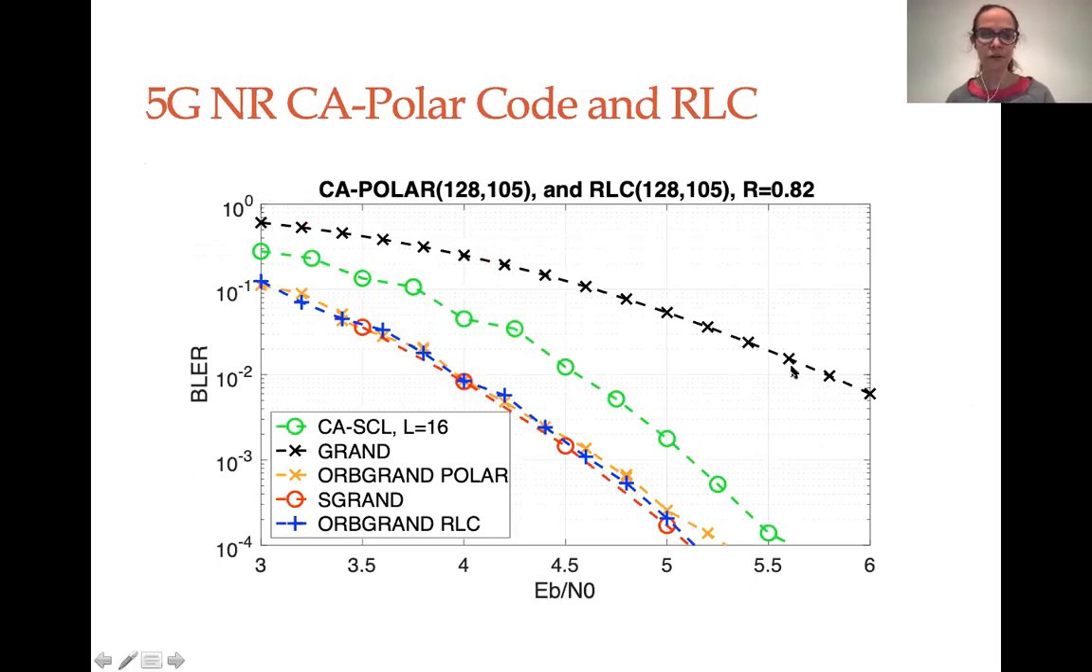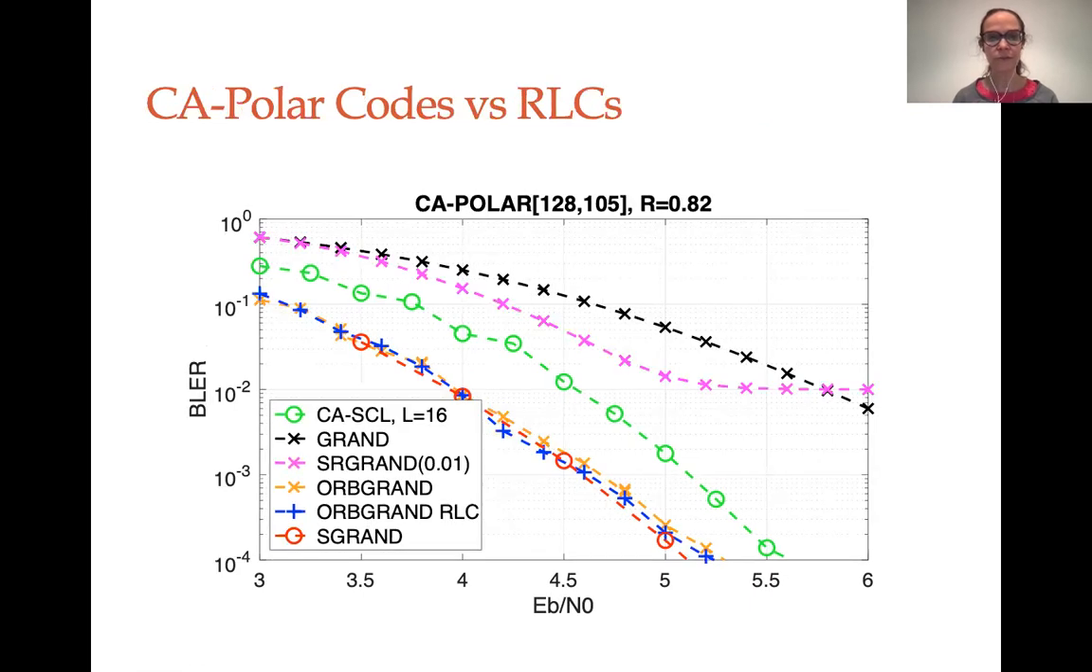Again, here, this is with hard decoding, state-of-the-art soft decoding for CA polar code. Now what you can see is that RLC and CA polar, this is not a polar here, and SGRAND, all of these do the same on CA polar codes or on RLCs, whether you use SGRAND or ORBGRAND, it's all the same. Basically, almost all codes are good. Okay. And the RLC and the CASCL basically do the same.